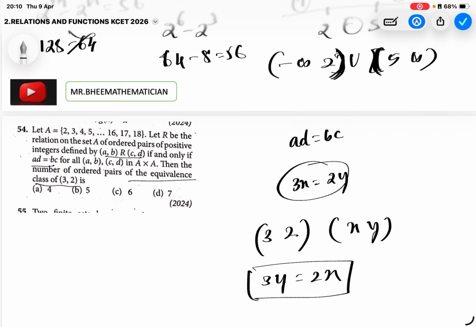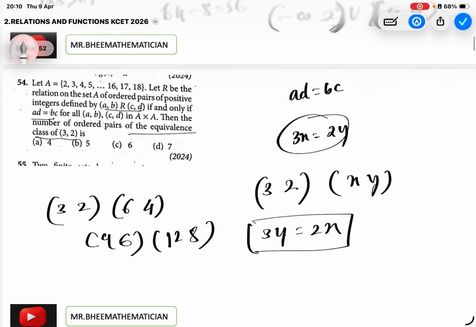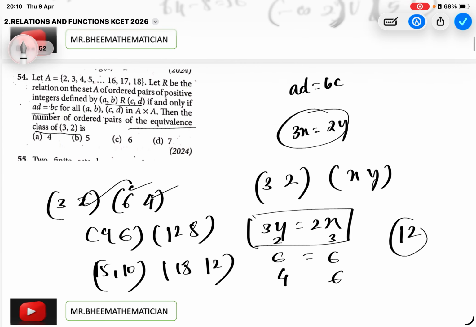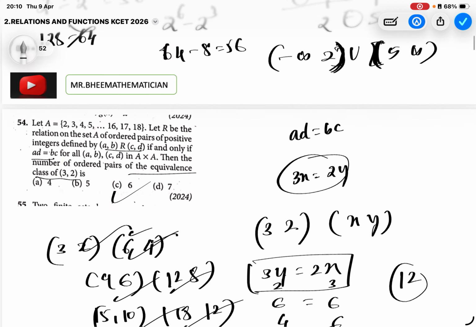So how many ordered pairs are possible for this one? The first element is (3, 2), and second is (6, 4), third is (9, 6), then (12, 8), (15, 10), and (18, 12). So these are the ordered pairs up to 18. Here, 2 into 6 is 12, 3 into 4 is 12. Like that, how many ordered pairs are possible? 1, 2, 3, 4, 5, 6 are possible.